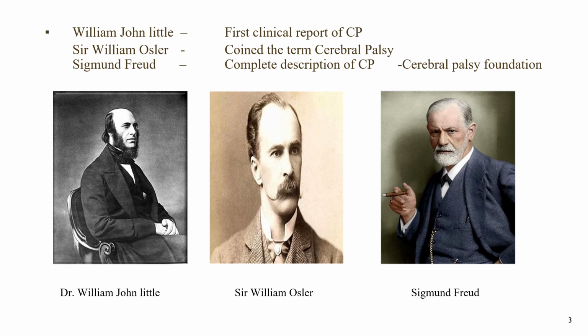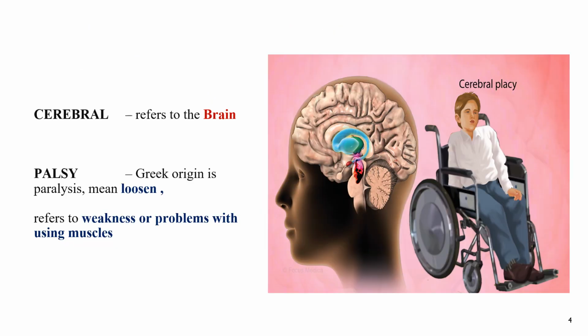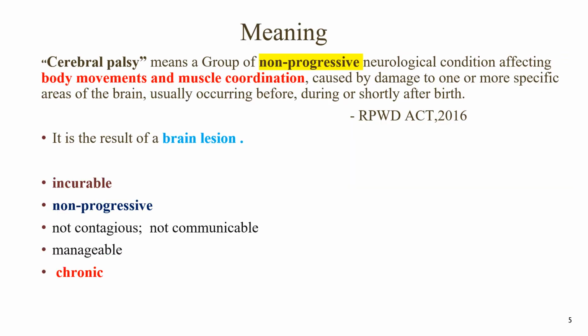Let's see the etymology of cerebral palsy. The term cerebral palsy consists of two words, cerebral and palsy. Cerebral refers to the brain. Palsy comes from the Greek word meaning paralysis or looseness, which refers to weakness or problems with using muscles. Let's see the meaning of cerebral palsy.